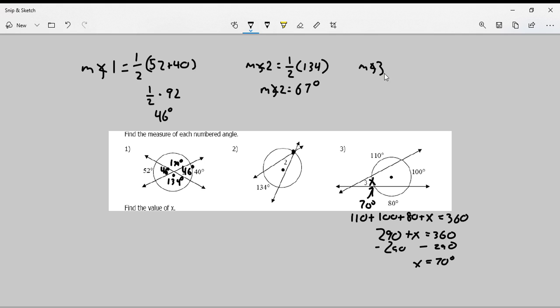Again, how do we find angle 3? We're going to take 1/2 of the bigger arc that it intercepts. So this is 100 out here, right? 100 minus the smaller arc, which is 70. So the measure of angle 3, 100 minus 70 is 30, so 1/2 of 30, or 30 divided by 2, is going to be 15 degrees. All right, no problems.